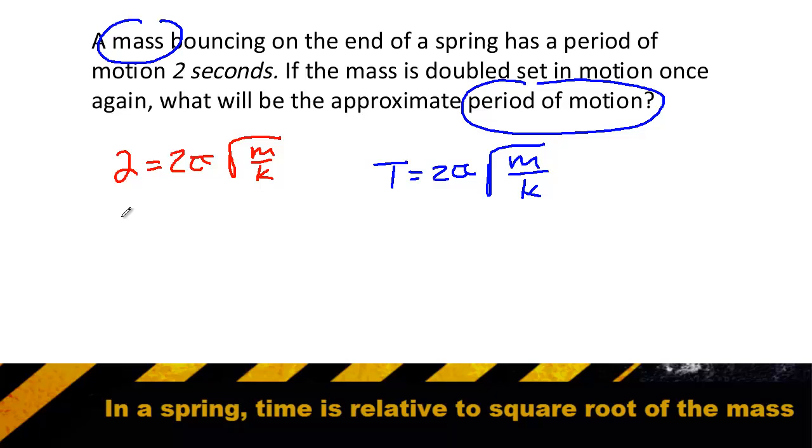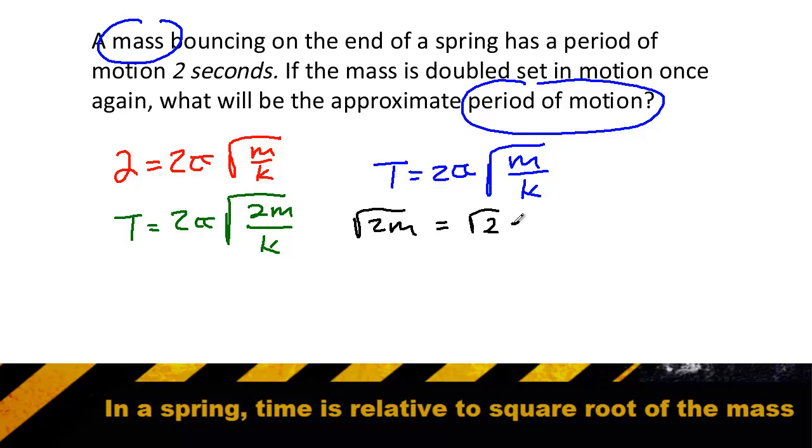In other words, they want to know what is the time when 2 pi is multiplied times the square root of 2m, we've doubled our mass, divided by the same spring constant of k. So the math looks a little scary, but by using the rules of exponents, it's not going to be that bad. Remember that if I say the square root of 2m, that's the same thing as the square root of 2 times the square root of m. And you should memorize that the square root of 2 is roughly equal to 1.4.